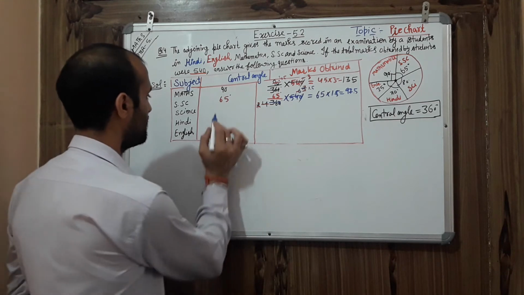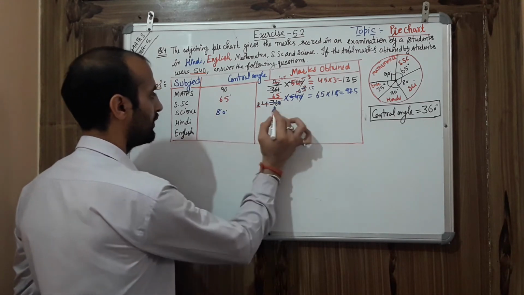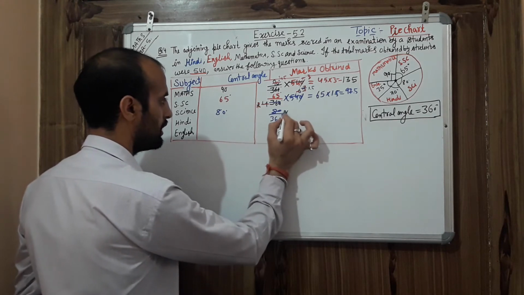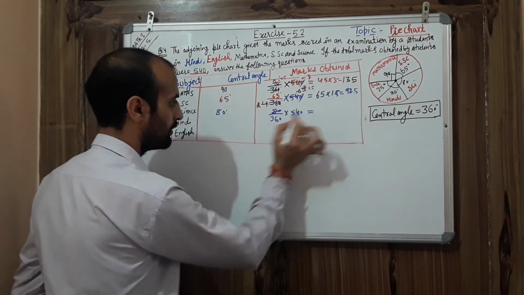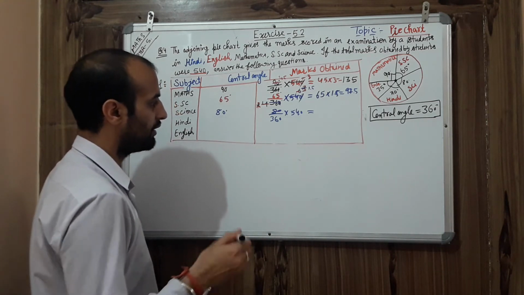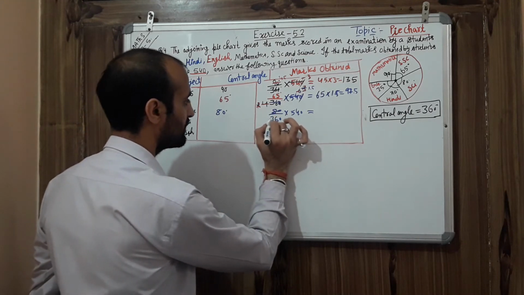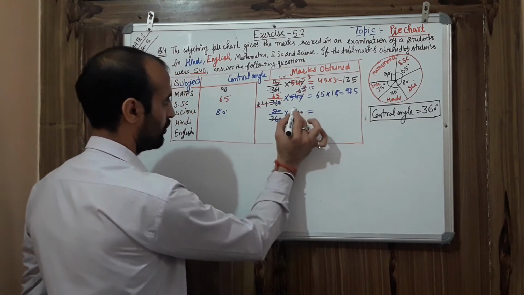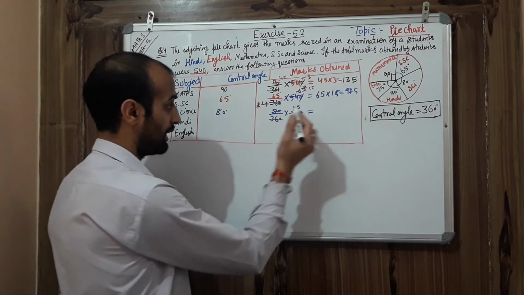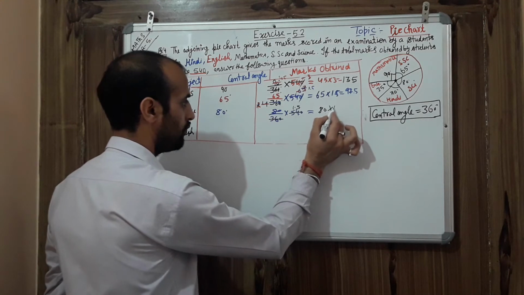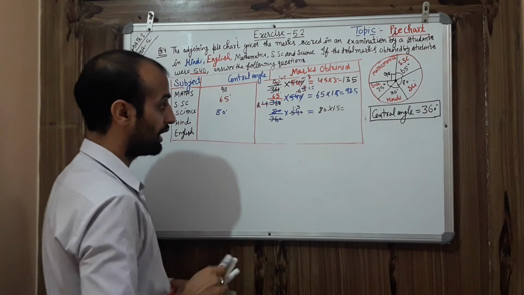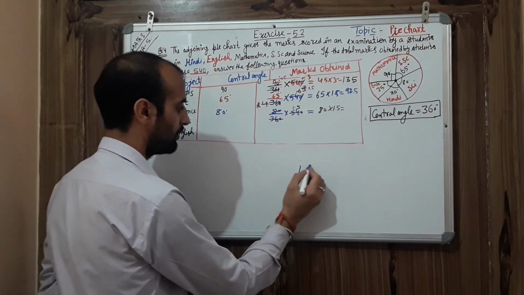Now I am moving towards science. Science is 80. So 80 upon 360 into 540. So it is very clear to us that whatever we are cancelling here, this 360 and 540, the answer is 1.5. So directly you can multiply now, 80 into 1.5. What would you get? That you need to write.